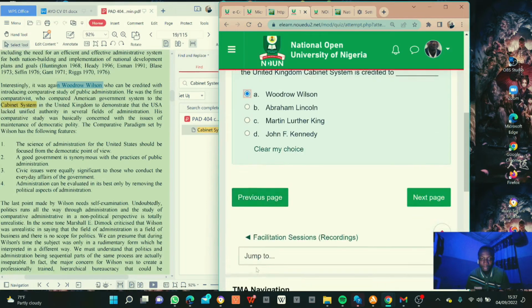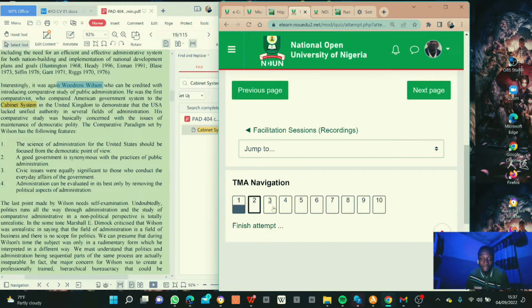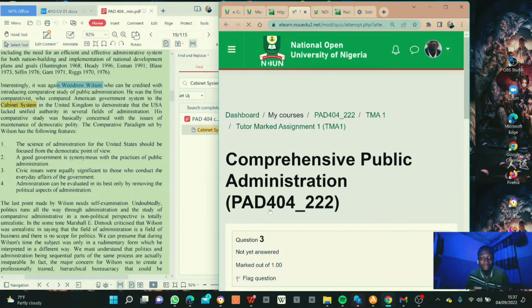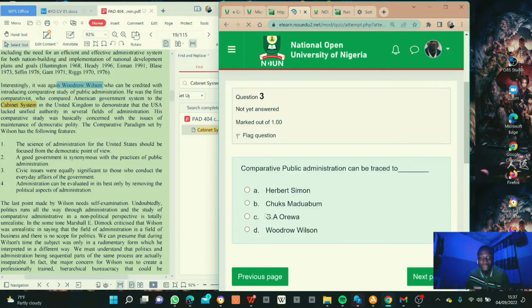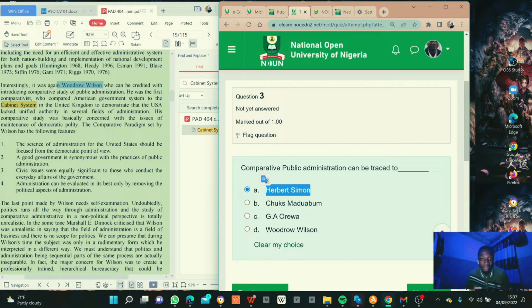Let's keep going. The third question. Okay, it says comparative public administration can be traced to. Let's use this name as a keyword. Copy. Let's see.